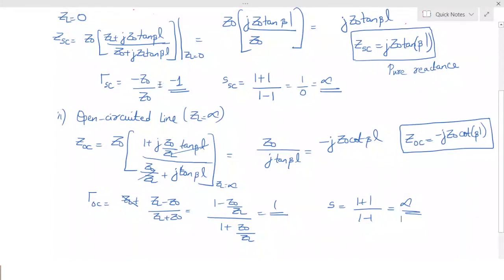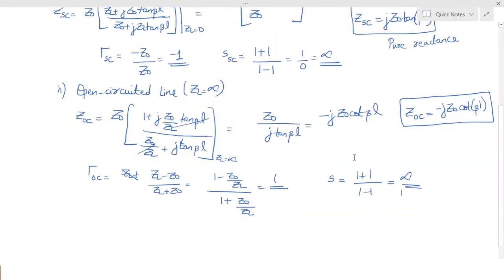In short circuited line, reflection coefficient is minus 1, and in open circuited line, reflection coefficient is 1. In both cases, standing wave ratio will be equal to infinity. Now another thing you should learn is input impedance corresponding to short circuit into input impedance corresponding to open circuit. This is another important relation you should know.